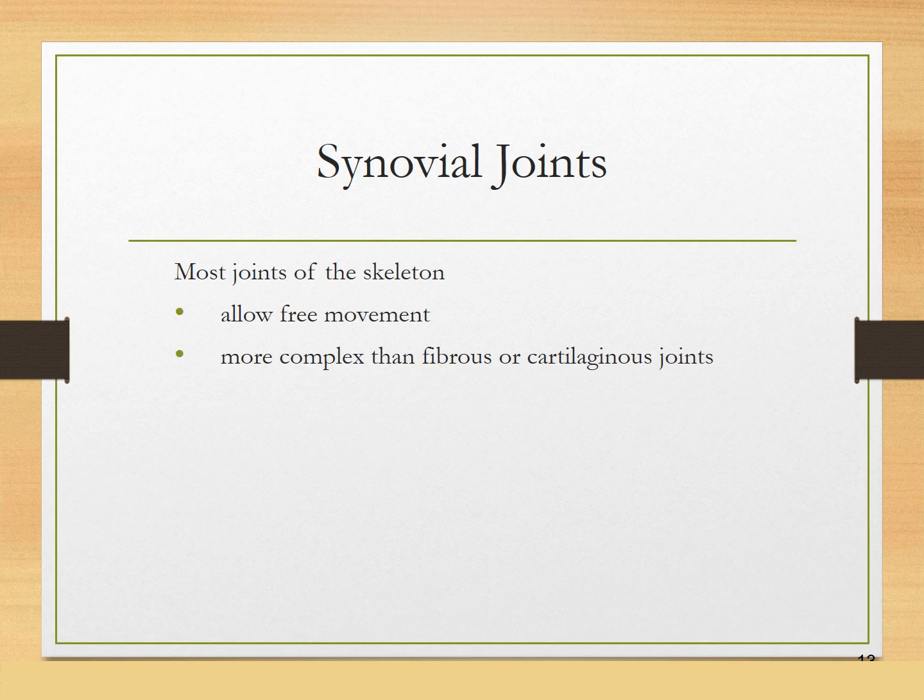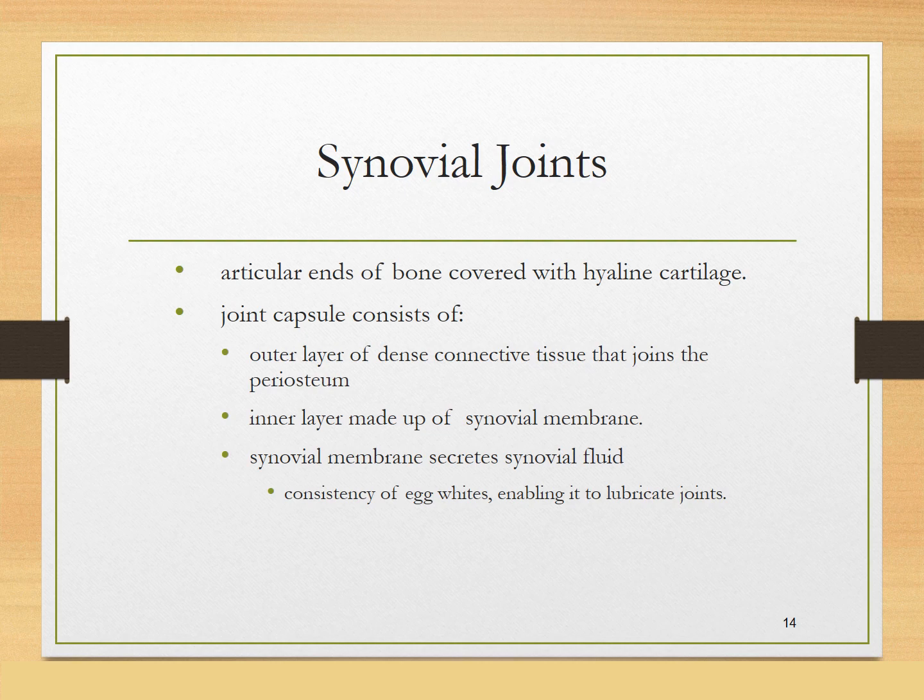However, most joints found in the human body are classified as synovial. These are freely movable. They are much more complex than either the fibrous or cartilaginous joints. Synovial joints consist of a joint capsule and some additional structures. The ends of all the bones found in a synovial joint are covered with hyaline cartilage that's sometimes referred to as articular cartilage. You can see this, for instance, if you look at the end of a chicken bone.